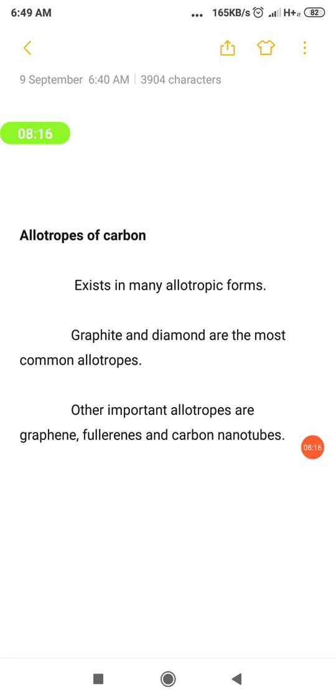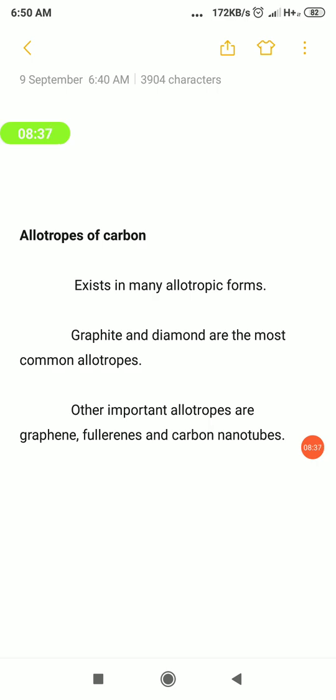Allotrope na enna? A same compound will be existing in different modification. ஒரே கார்பன் வந்து வேற ஃபார்மில் வந்து எக்ஸிஸ்ட் ஆகும். That is called as allotrope. That we are going to see. Only about carbon we are going to see. Okay, carbon can exist in many allotropic forms. The commonly known are diamond, graphite and fullerene.